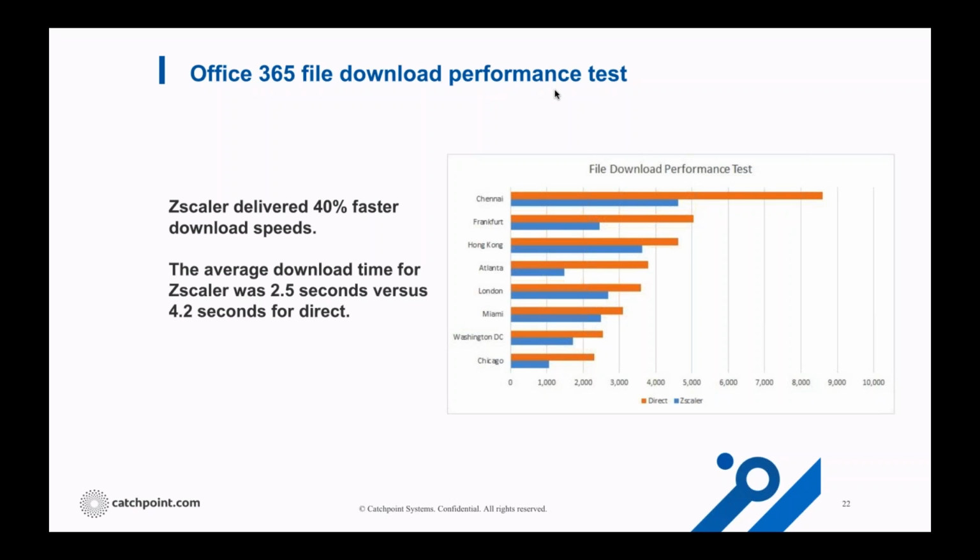Now, if we think about those numbers, it actually proved over a 3-day window, whereby we were repeating this test every 15 minutes, what we actually saw was a 40% faster download speed on average by going through Zscaler versus going direct.